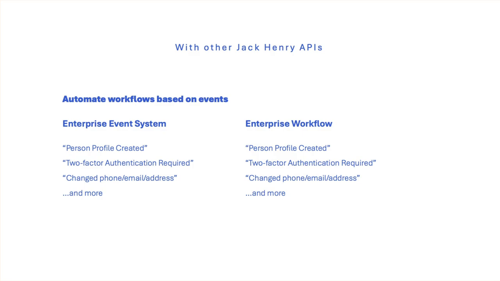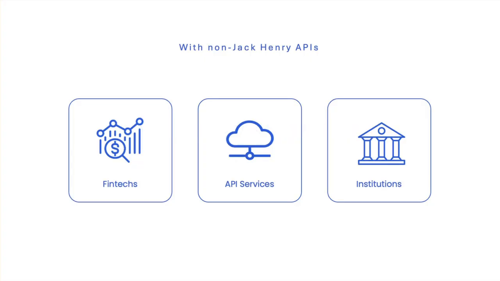Finally, let's talk about how to use the Digital Toolkit with APIs from other companies. The Digital Toolkit can be used with a variety of non-Jack Henry APIs. Plugins, in particular, commonly use external APIs. In many cases, fintechs have their own APIs, and your plugin can make use of those APIs to bring innovative solutions directly to your account holders.